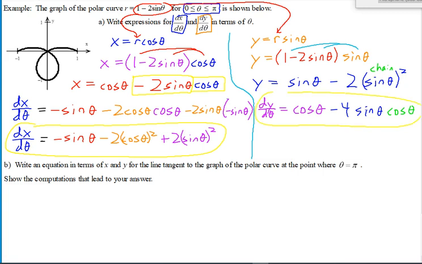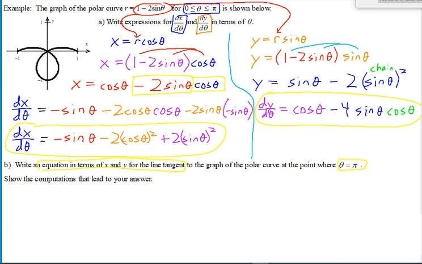So that's what part A asks for. And now that's going to help us when we get to part B, because now it says write an equation in terms of x and y for the line tangent. So it's our normal tangent line problem, except with polar coordinates, when theta equals pi. So just like we normally did for the tangent line, there's 2 things we need, the point of tangency and the slope. So let's find the point of tangency first.